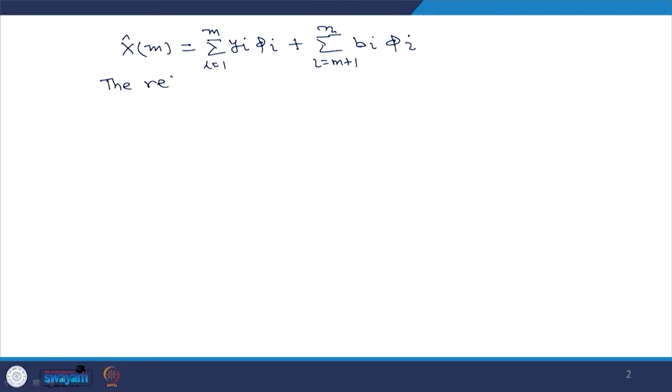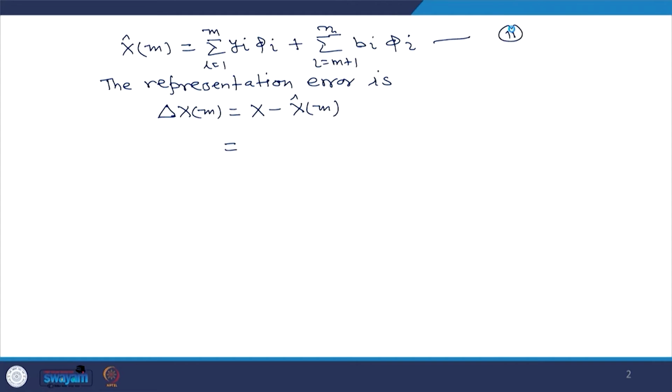Now, the representation error, let me denote it by delta x_m. Then delta x_m becomes x minus x cap, where x is represented in the higher dimensional space and x cap in the lower dimensional space, that is with m basis elements. Using this equation, let us say equation 2, and this is my equation 1, by 1 and 2 this becomes the sum from i equals m plus 1 to n of (y_i minus b_i) phi_i, because the first term is cancelled with the first m basis elements.